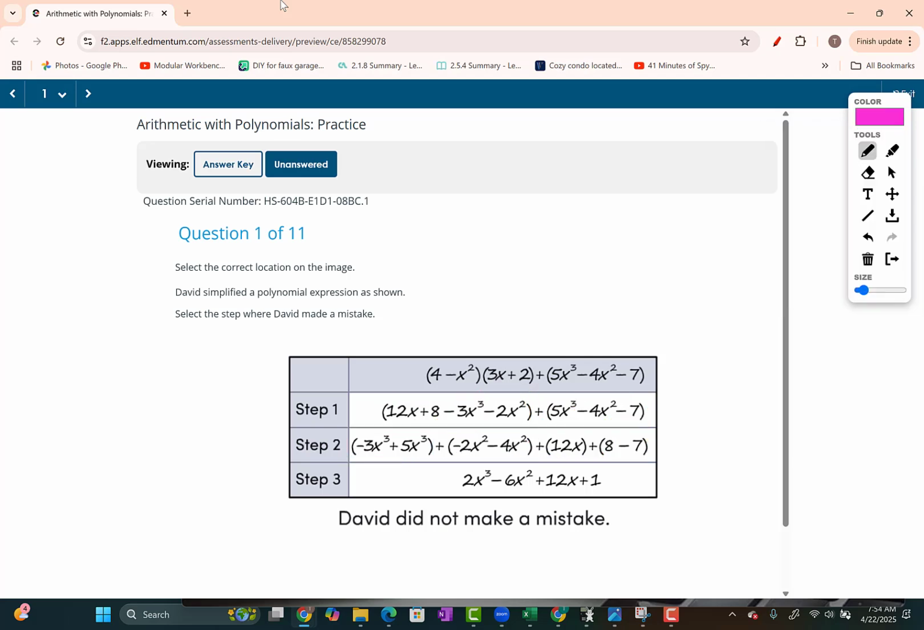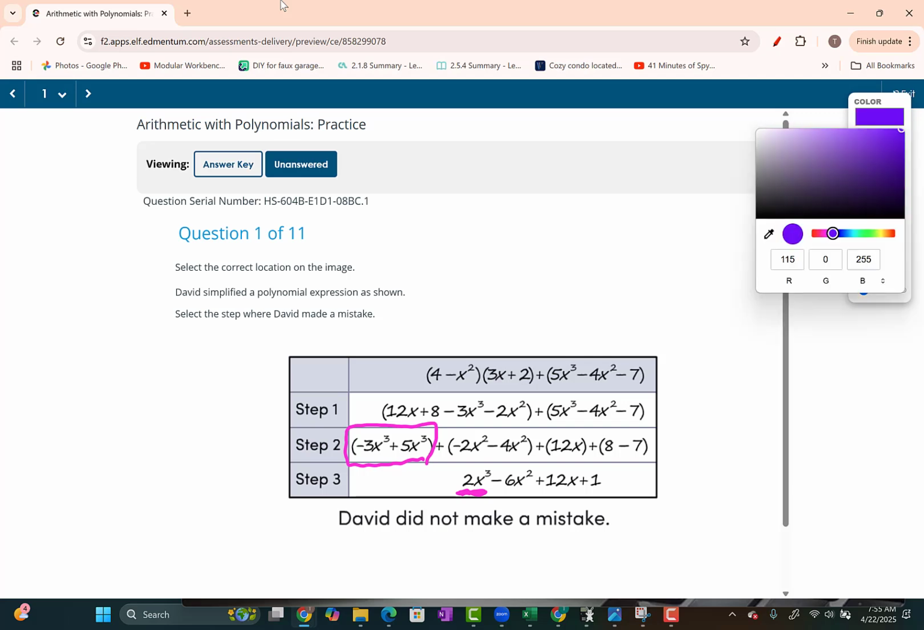And then the final step is, okay, have they added the like terms together correctly? So what is negative? Remember, when you're adding like terms, you only combine the coefficients. So negative 3x to the third plus 5x to the third. Well, what's negative 3 plus 5? It's 2. And then we don't change the variable or the exponent. So negative 3 plus 5 is positive 2x to the third. That's correct.